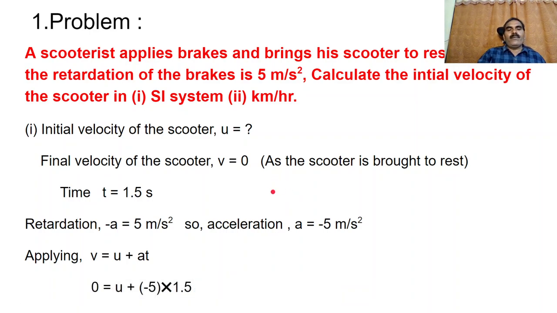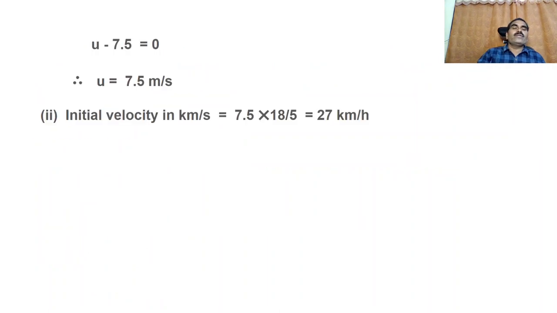Minus a means a is equal to minus 5. So 0 is equal to u, which we don't know, plus a, minus 5 meters per second squared, into time, which is also given as 1.5 seconds. Simplifying this, what do we get? 0 is equal to u minus 1.5 into 5, so 7.5. So u minus 7.5 is equal to 0. Therefore, u is equal to 7.5 meters per second. This means the scooter is moving with an initial velocity of 7.5 meters per second.